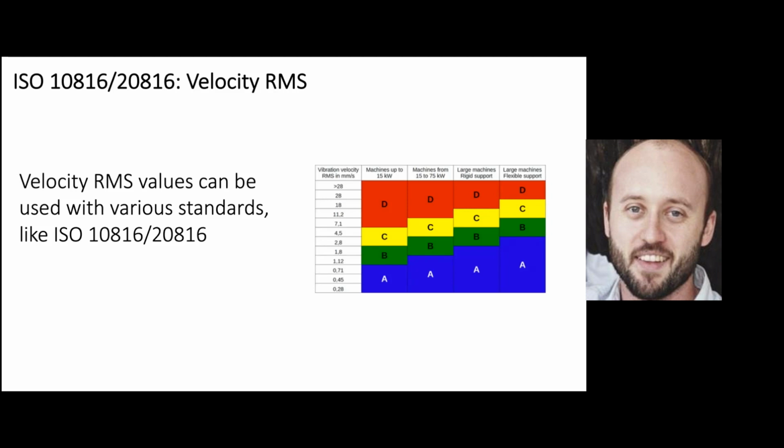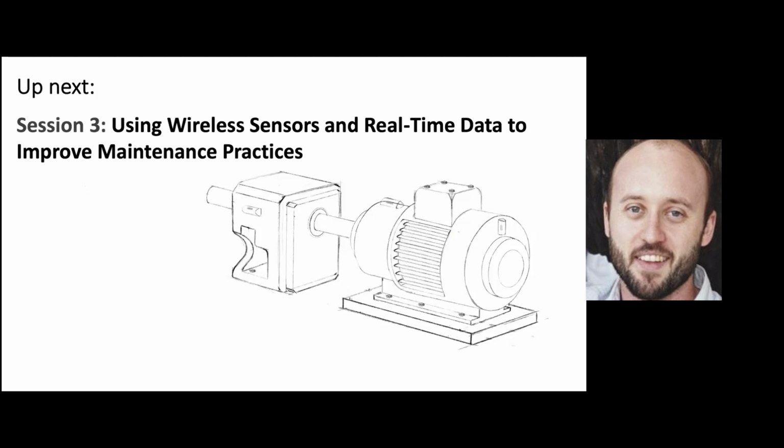So we are going to dig into this a little bit further in session 3, where we start talking about using wireless sensors and using real-time data to improve our maintenance practices. We'll revisit this concept of using velocity RMS, but then also extend it to more advanced processing, and talk a little bit about machine learning and AI and how we can process the data. So that will be coming up in session 3. So that concludes session 2.